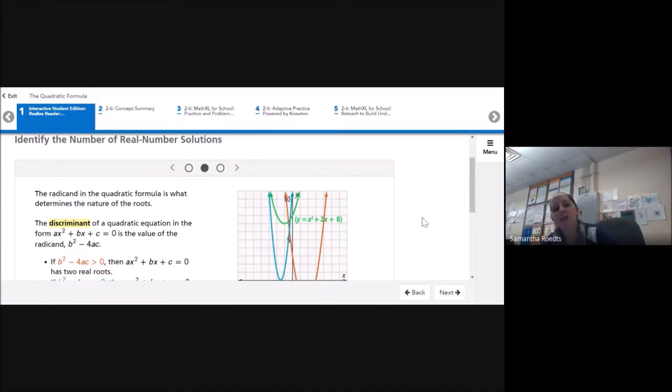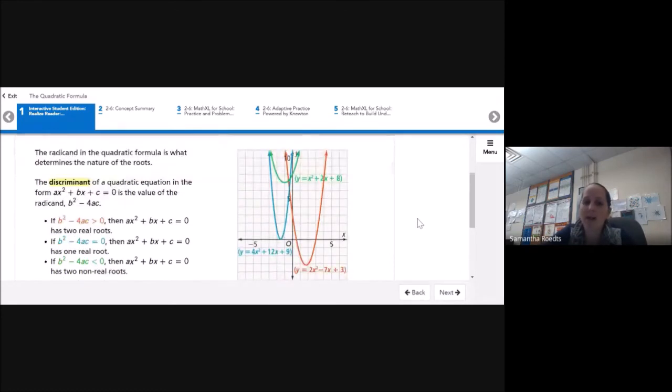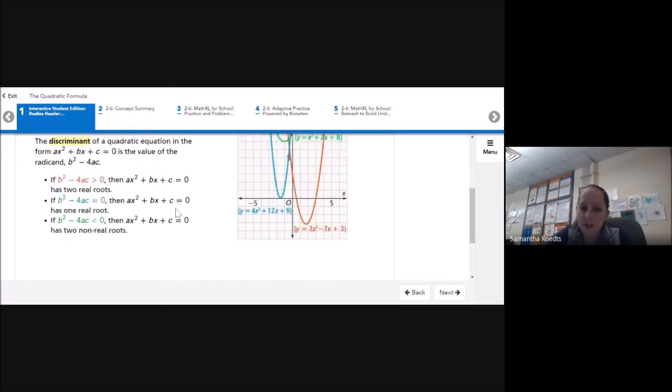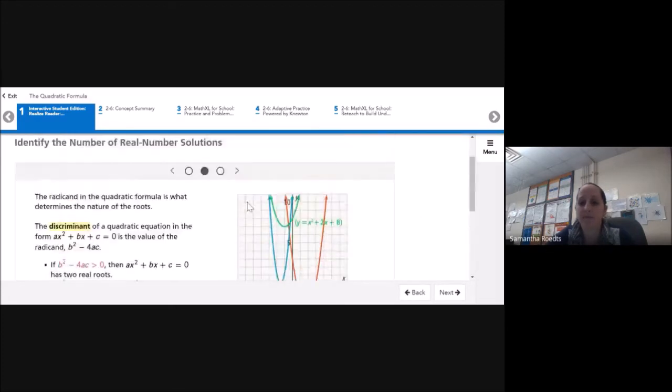So the radicand in the quadratic formula is what determines the nature of the roots. The discriminant of a quadratic equation in the form ax squared plus bx plus c equals 0 is the value of the radicand, b squared minus 4ac. If b squared minus 4ac is greater than 0, it has two real roots. If b squared minus 4ac equals 0, then it has one real root. If b squared minus 4ac is less than 0, then it has two non-real roots, or two complex roots.